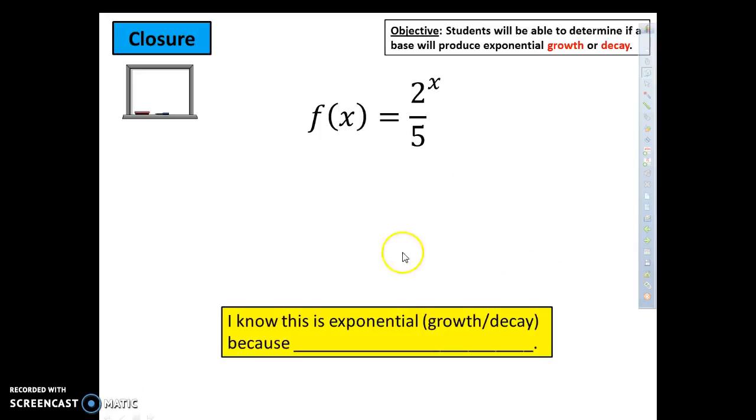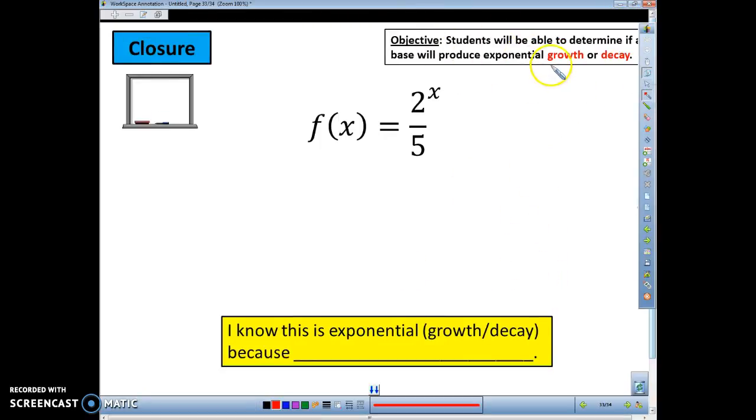Alright, so that is our lesson. We have been able to determine if a base will produce exponential growth or decay. Remember that growth comes from the base value being bigger than 1, and decay comes from when our b value is between 0 and 1.